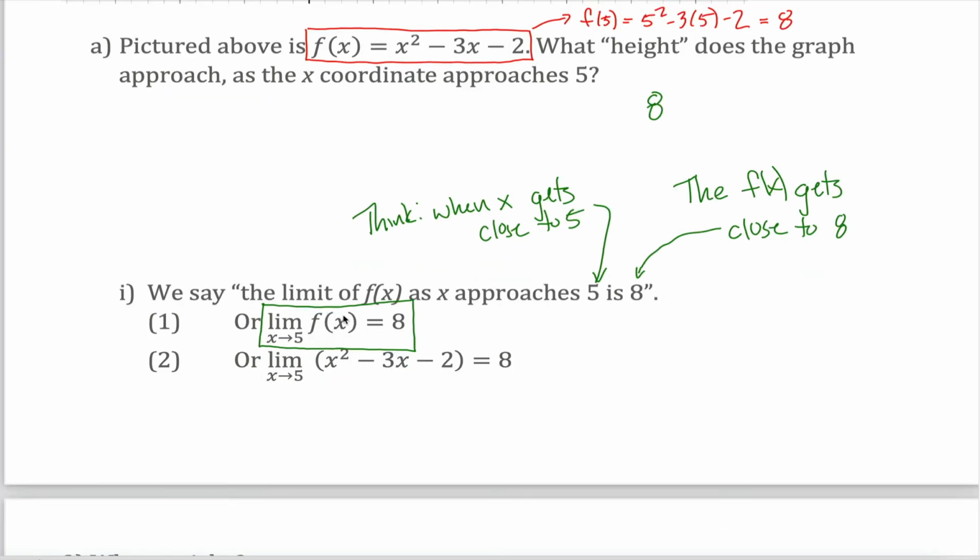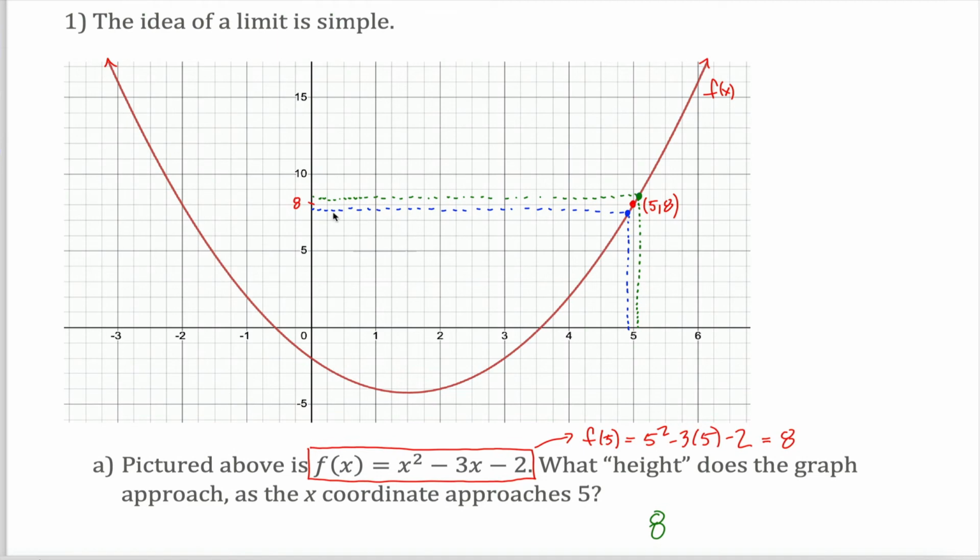And if you want, instead of writing f of x, you could write out what the function actually is, x squared minus 3x minus 2. You could say the limit as x approaches 5, same notation over on the left here, of x squared minus 3x minus 2 equals 8. These are two different ways that we will write this statement, this idea that the y-coordinate's getting close to 8 when the x-coordinate gets close to 5.